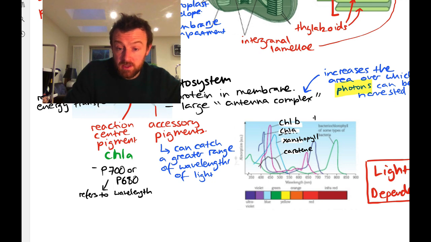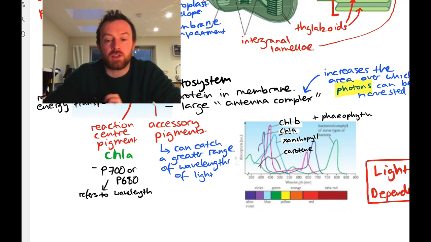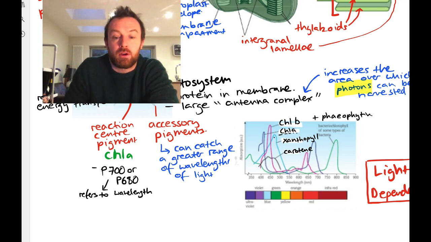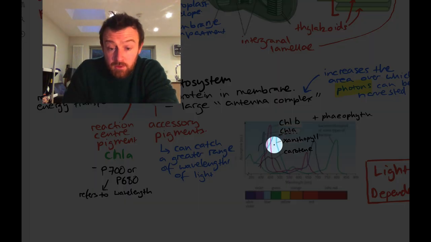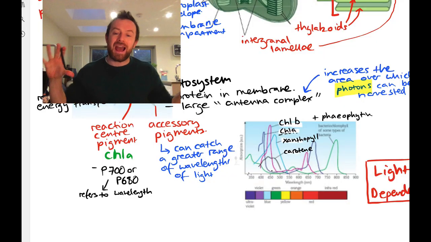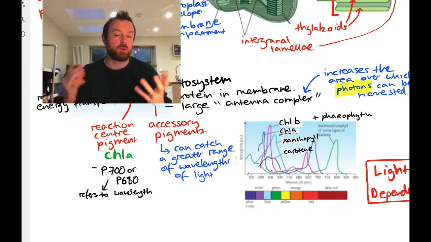I'll just write it over here, plus pheophytin. So you can see that each one has a different peak, which means each one absorbs best at a different wavelength. For example, xanthophyll, if you read off the graph, that's this blue one here. If you go down from the peak, it is absorbing well at about 450. So when you add up the light that all those pigments can catch, it equals more.